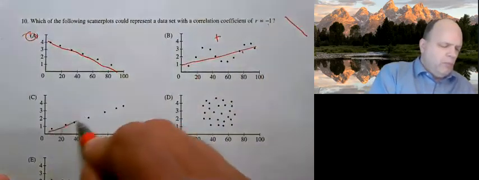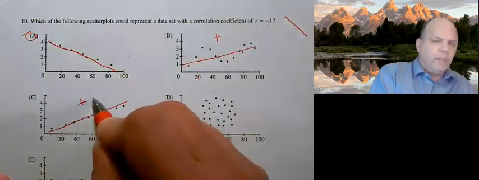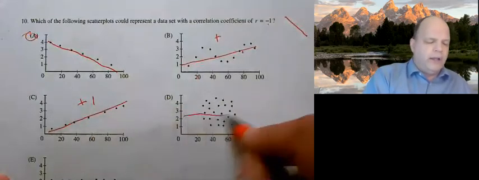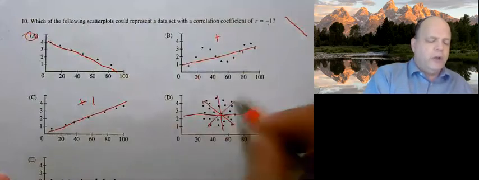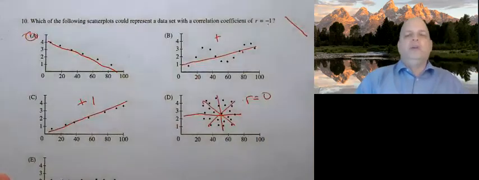This one is going up. It's positive. It's about a perfect line. So this would be about a positive 1. This one, I have no idea whether to draw the line this way or this way. Since I don't know the direction of the line, my R value right here would be 0.